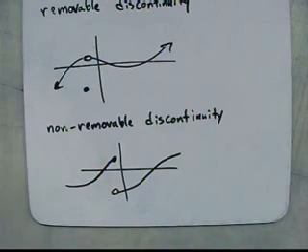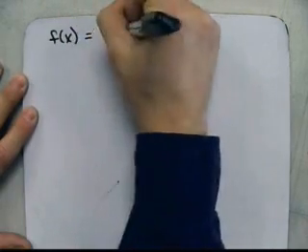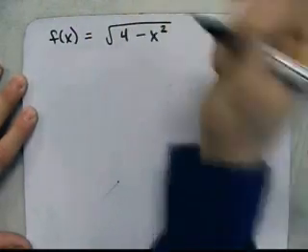The one-sided limits are kind of the big stuff for today. So let's take a look at one-sided limits, and let's do this one right here. Let's say I have the function f of x equals the square root of 4 minus x squared.